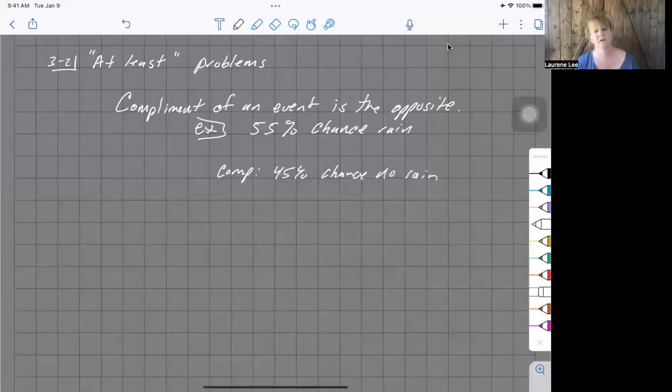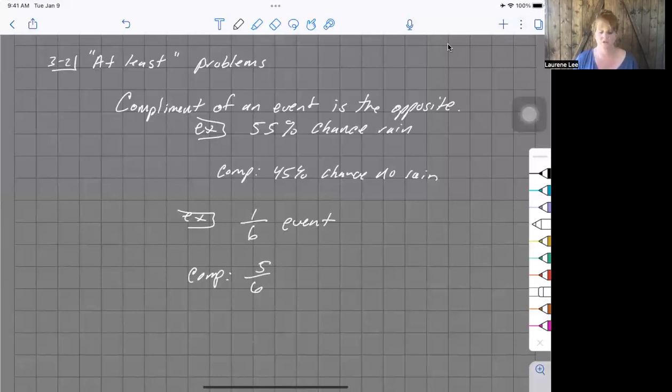Okay. In fraction form, it would look like this. Say that there's a 1 out of 6 chance of an event happening. The complement would be all the other events. So if there's one way that the event can happen, then there's 5 ways that it can't happen. So it's the total minus however many possibilities were in your event to begin with. So 5/6 would be the complement of that event.